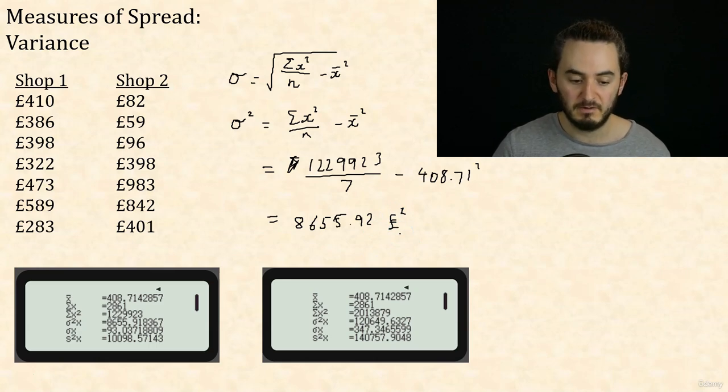All right, that's it for variance. It's not really going to crop up that much this year, but it will crop up again next year. But as you can see, it's pretty straightforward. It is just the standard deviation, but without that square root on it.